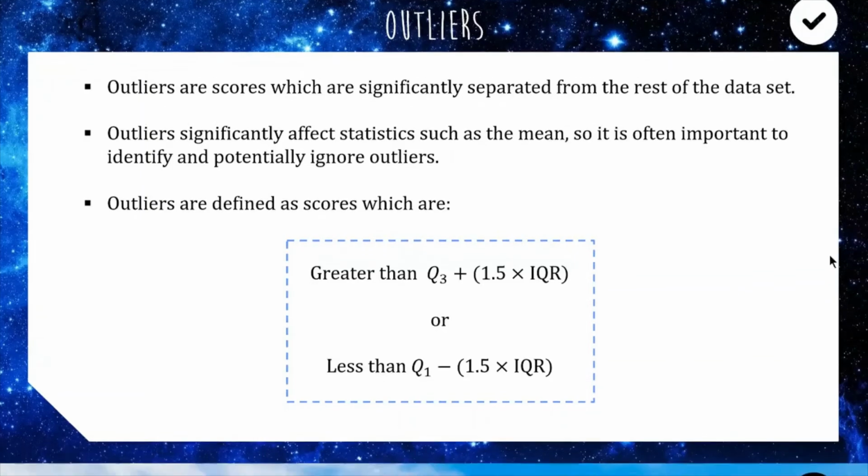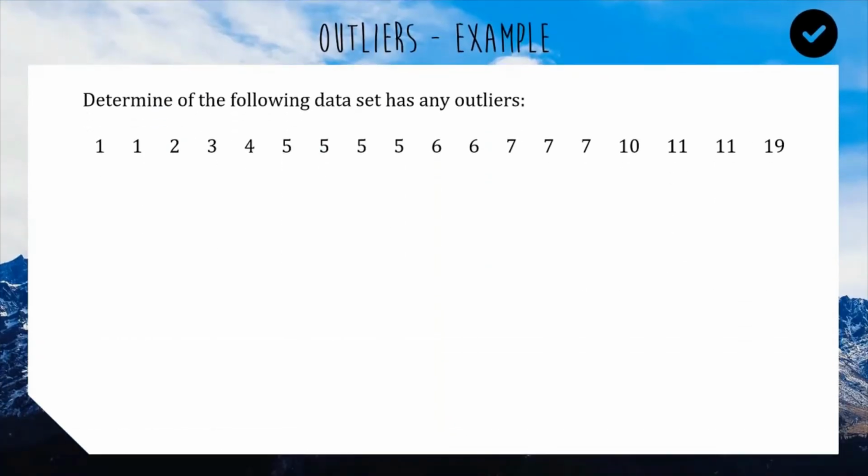Let's have a go using this concept. We have a pretty big data set, and we're going to figure out if there are any outliers. So just from looking at it, looks like a pretty even spread. Bit of a jump from 7 to 10, but then 10, 11, 11. It looks like if there is going to be an outlier, it's probably going to be the 19. Okay, so to check whether this is an outlier, we need to first of all find the quartiles.